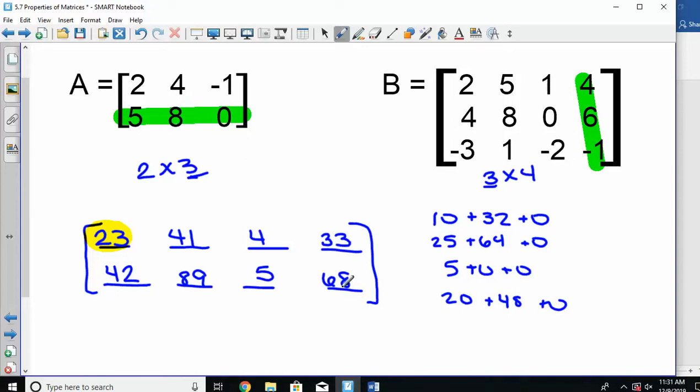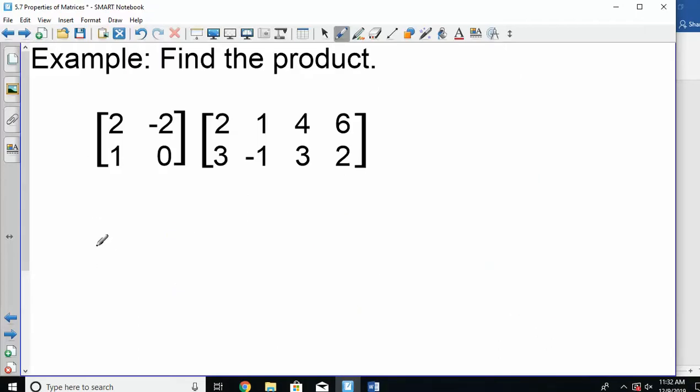Any questions about the multiplication? Oh, absolutely. As long as you're putting your numbers in the right spot. Other questions? So let's look at this one.